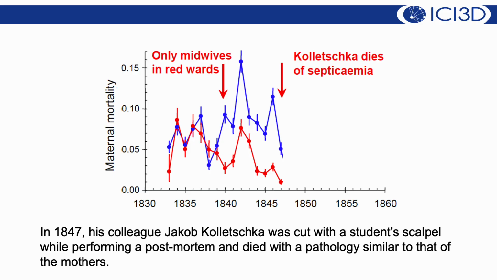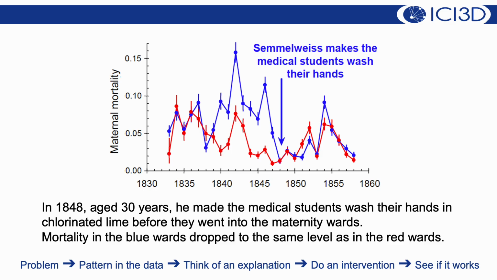This got Semmelweis thinking, what on earth might be going on here? And so he decided that somehow there was infection being spread by the doctors, which was not being spread by the midwives. So what he did, and he was a junior doctor, by the way, so he was going a bit out of line, was to make the medical students wash their hands in a really strong solution, chlorinated lime, which is going to kill any germs that they might have on their hands before they went into the maternity wards.